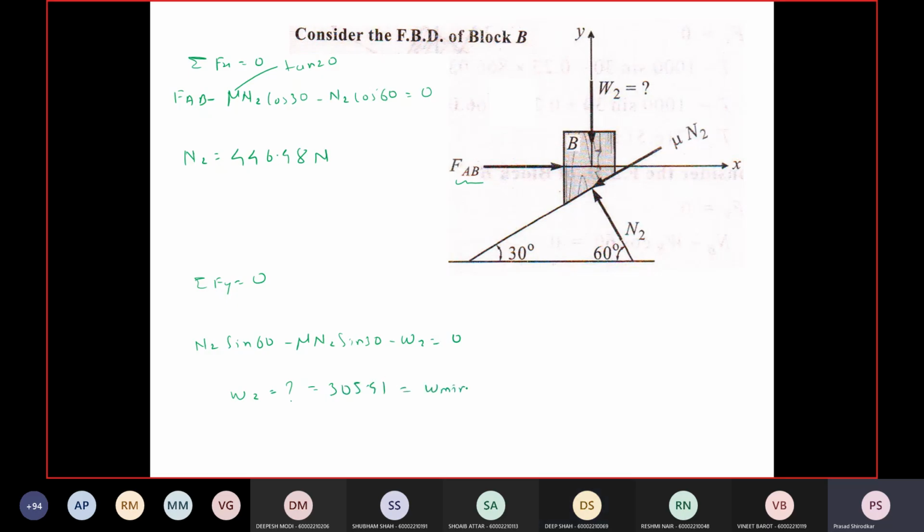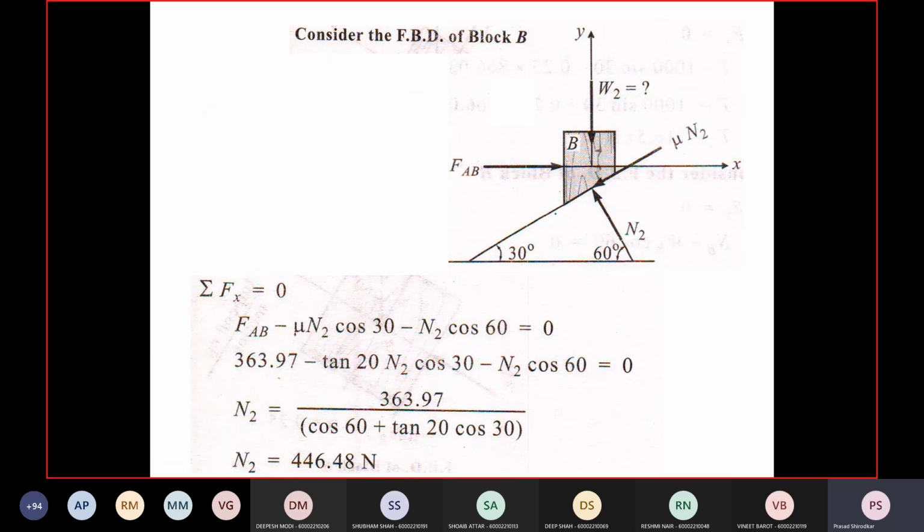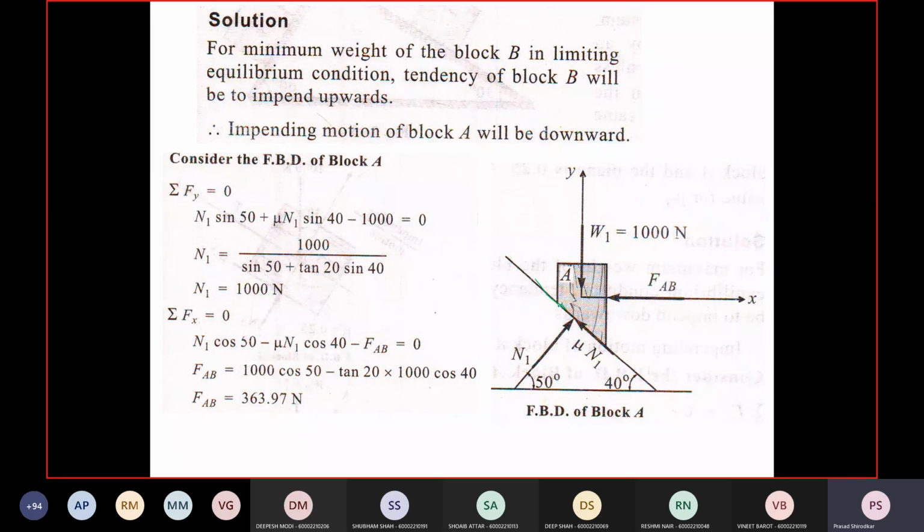Alright. Similarly, you can solve for W max. For W max, what you have to do is take the direction in the opposite sense for both this one and the earlier one. Assume the impending motion of the 1000 newton block is in the upward direction. Here we have taken A in downward, so here take it in upward and try it at home. We are almost out of time.